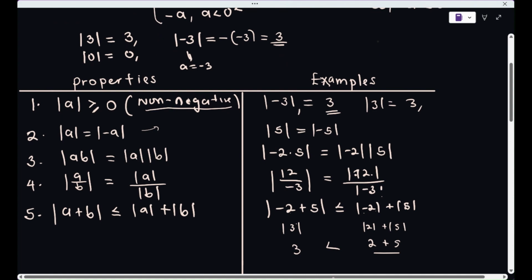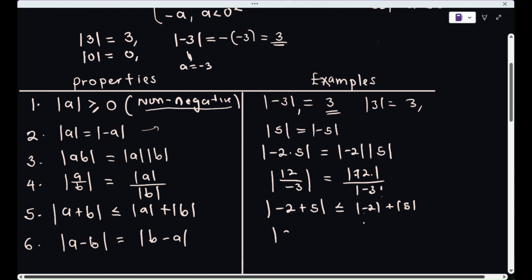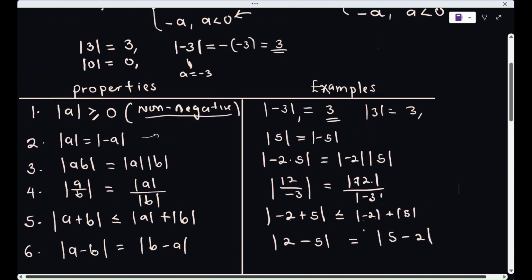We satisfy this inequality. All right, so the next one I will just add here, we'll talk about it later, is that the absolute value of A minus B is the same thing as the absolute value of B minus A. For example, if you have the absolute value of 2 minus 5, it's the same thing as what? The absolute value of 5 minus 2. So these are some properties of the absolute value function.